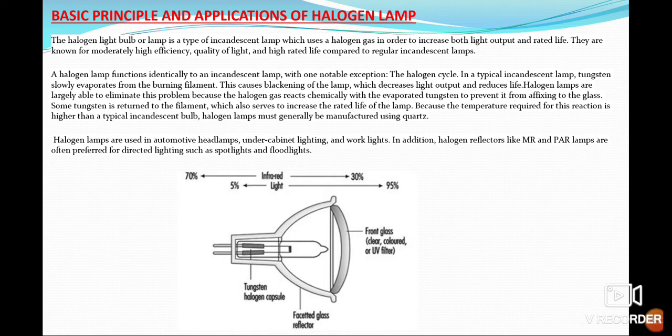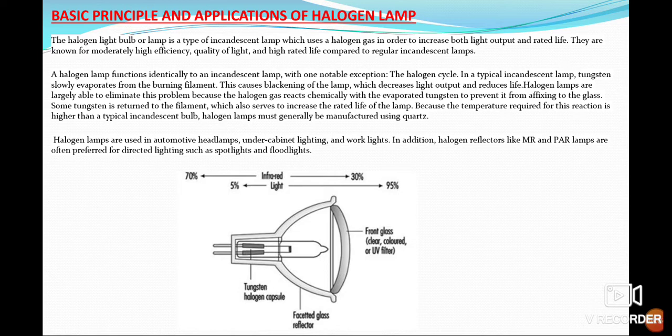In a typical incandescent lamp, tungsten slowly evaporates from the burning filament. Due to heating of the filament, the walls of the bulb get blackened, which decreases the light output and reduces the life of the lamp. To eliminate this problem, the halogen gas reacts chemically with the evaporated tungsten to prevent it from affixing to the glass.